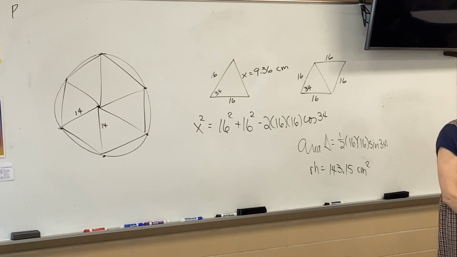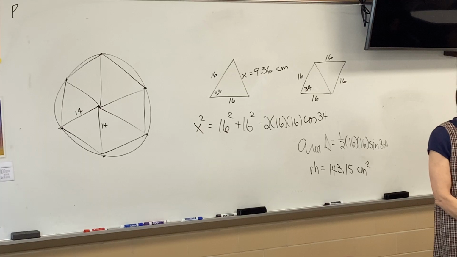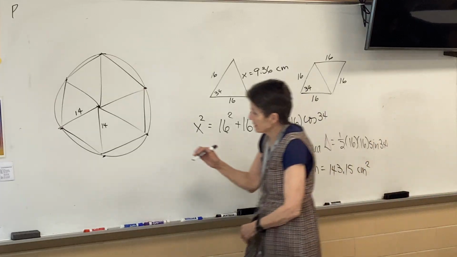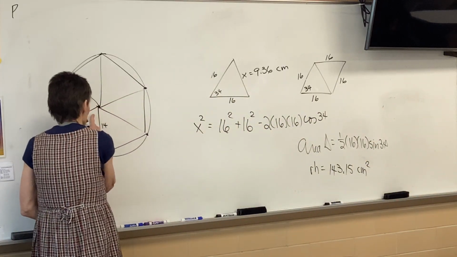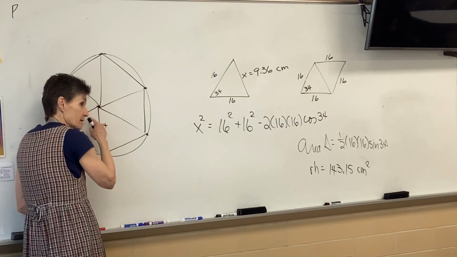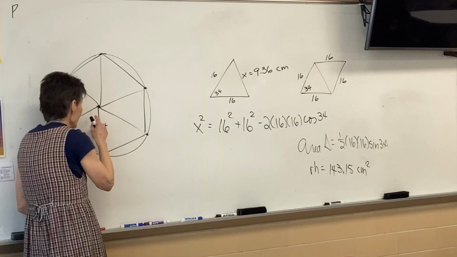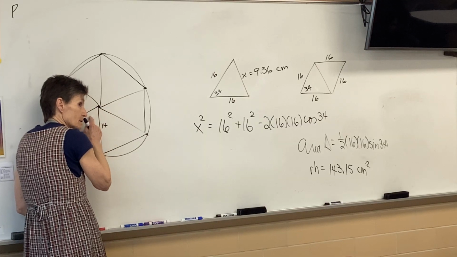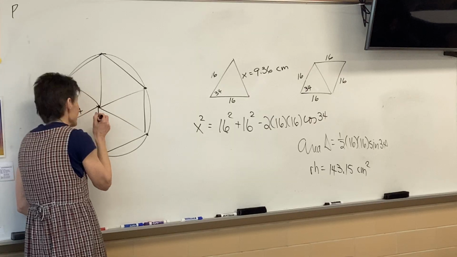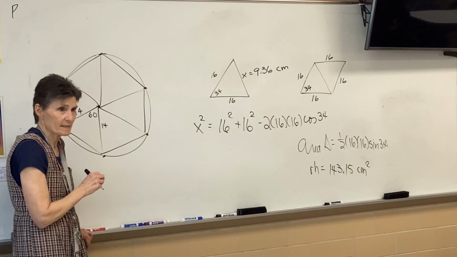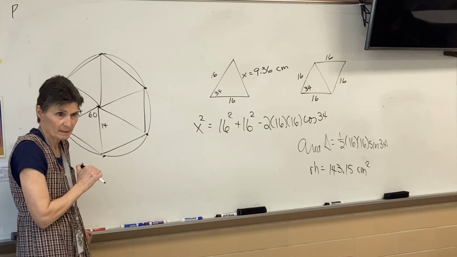Okay? So now what do we need to do? We need to figure out our angle first. So how big is our central angle right here? 360. Well, the whole thing is 360, Kate. So how many are there? 60. We'll never put 360 in a triangle, right? Because you only have 180.